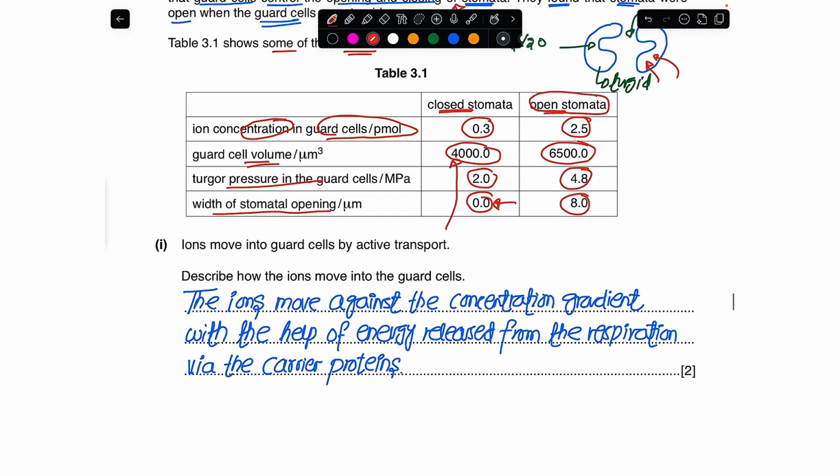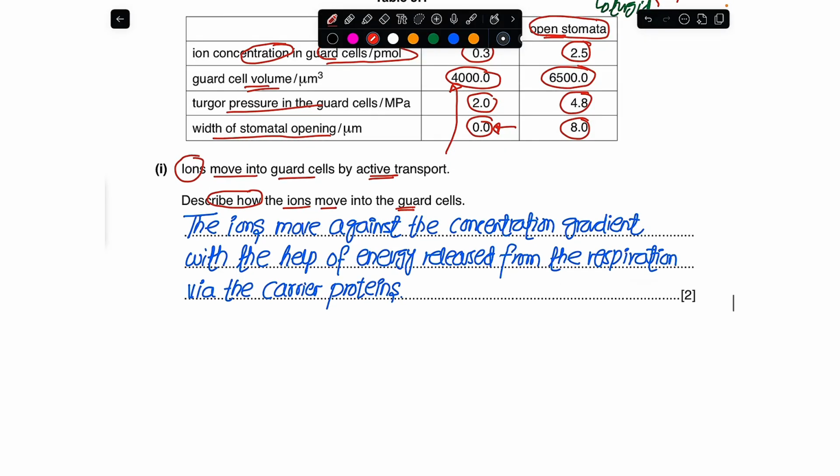Now, for the 2 marks, what they have to be asking is that the ions move into the guard cells by active transport. Now they want us to describe how the ions move into the guard cells. So the idea is very simple: when we look toward the guard cells, we have their cell wall. Immediately below their cell wall, we have their membrane, and that membrane is the cell membrane. And within the cell membrane, we have these transport proteins, and these transport proteins are the carrier proteins, right?